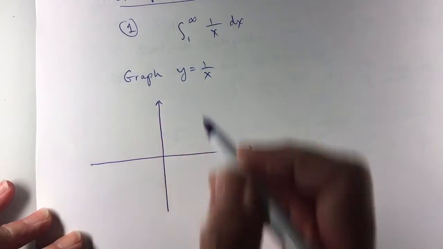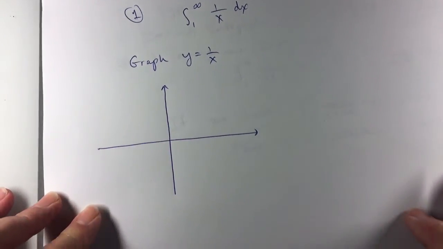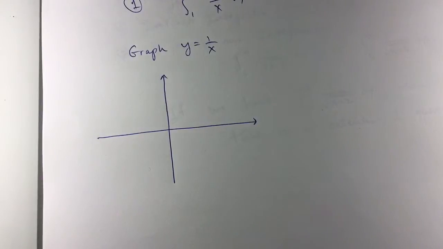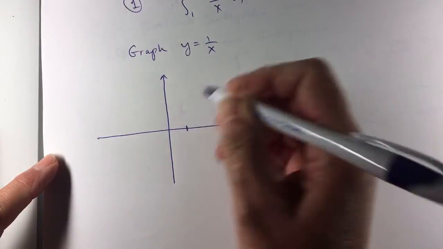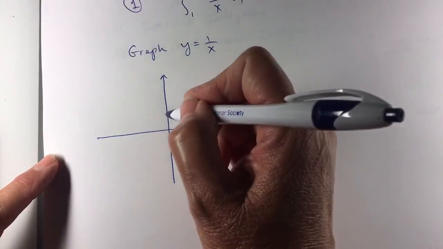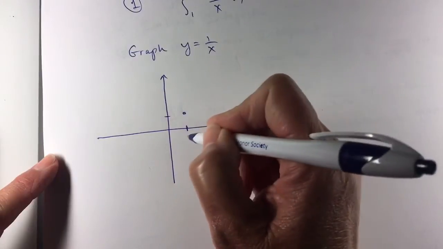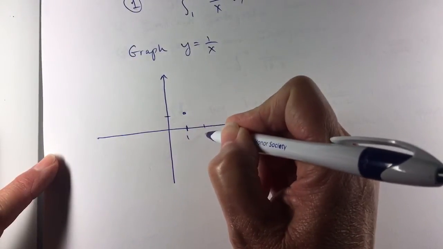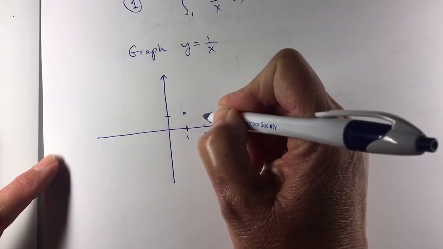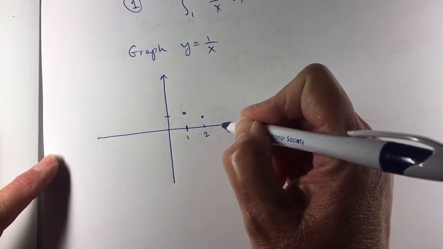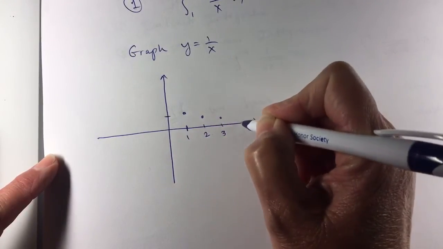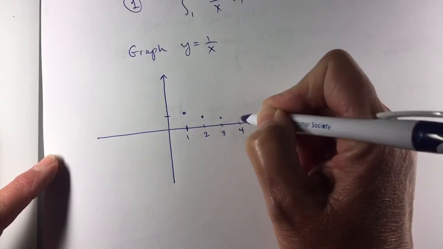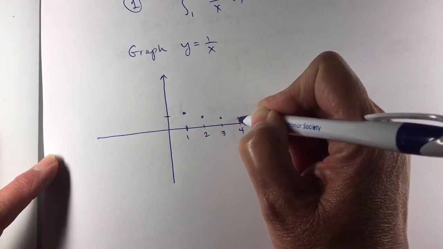You could plot a few points just to kind of position it in there if you need to. Like if I plug in x equals 1, what are you going to get for y? 1. If I plug in x equals 2, I'll get 1/2. If I plug in x equals 3, I'll get 1/3. X equals 4, 1/4.